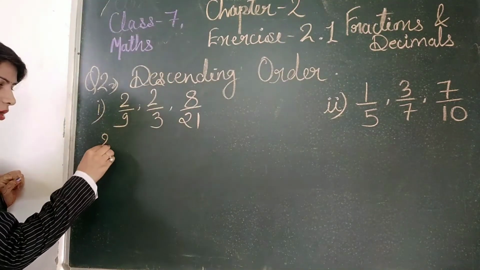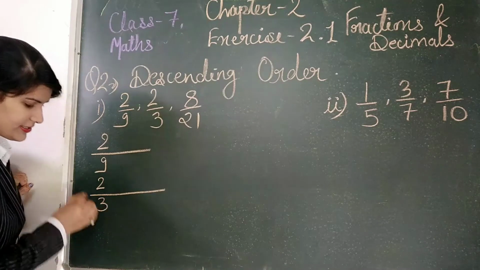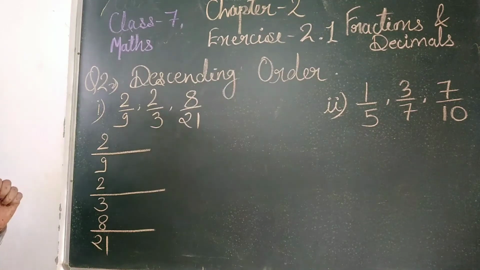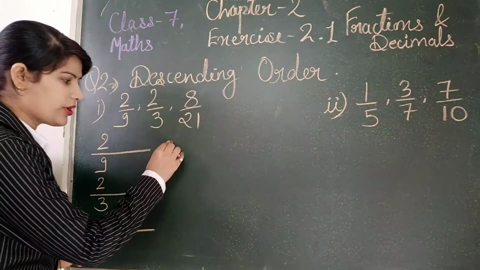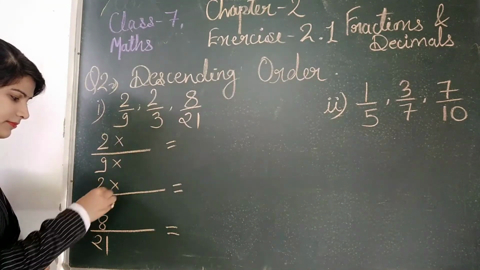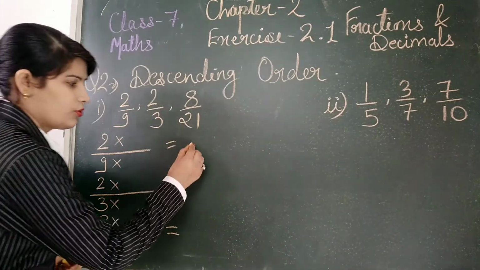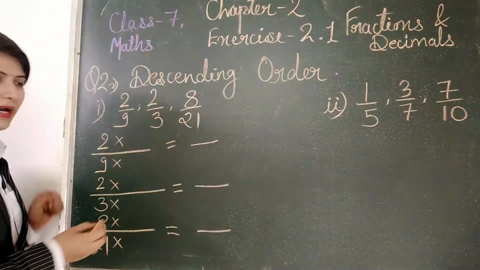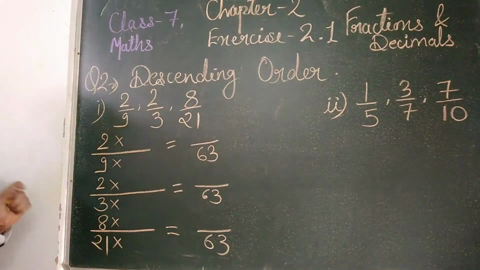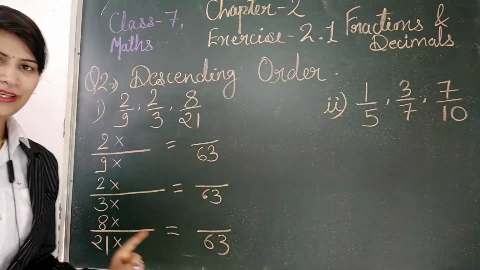Now the next point is simple. Write 2 upon 9 like this. Write 2 upon 3 like this, and 8 upon 21. So this is the question. Now equal sign, multiply sign like this. This is a very simple concept. Now write 63, which is our LCM, in the denominator. First the question, then multiply, equal sign, and denominator 63, the LCM, right?